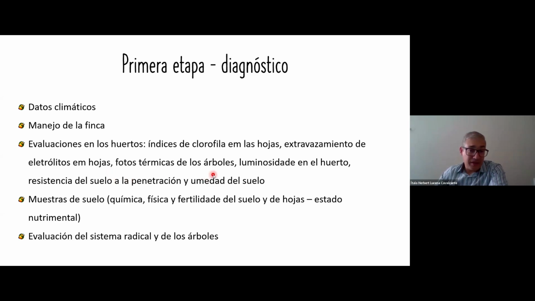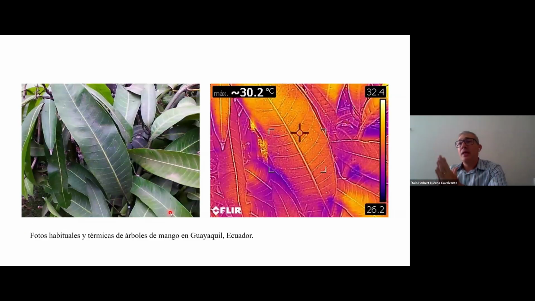We also took thermal images. We looked at light intensity on a historical basis, soil resistance to penetration and soil moisture. We also looked at the nutritional status of the soil and leaves and the root system and trees in general. So I'll tell you a little bit about what we saw in Ecuador.